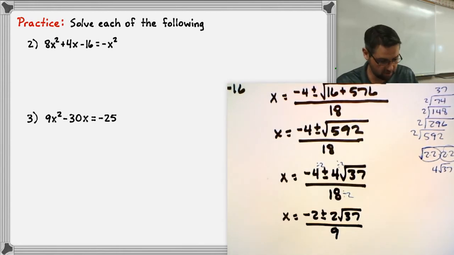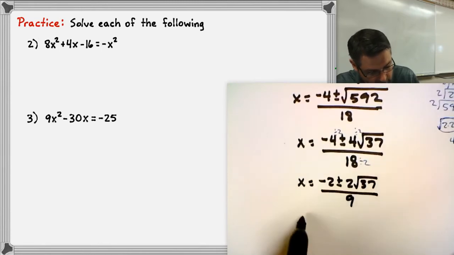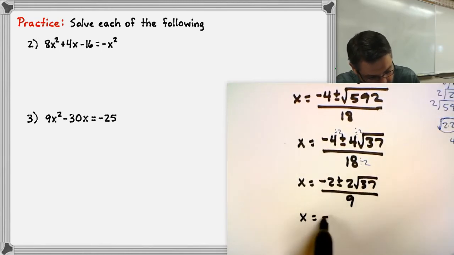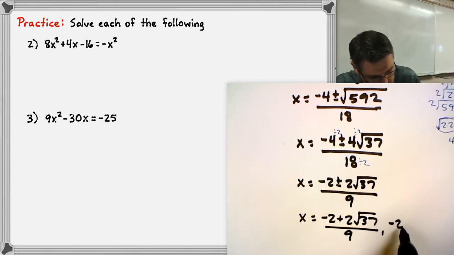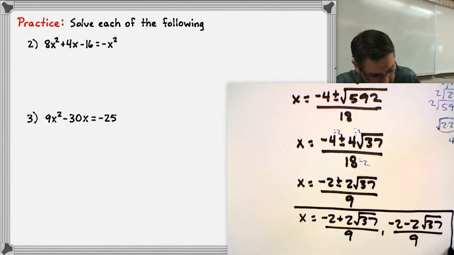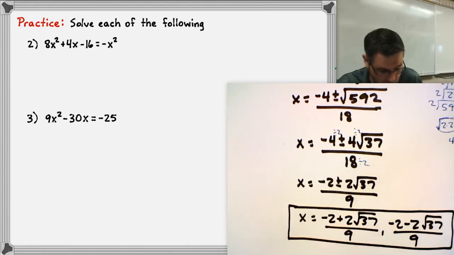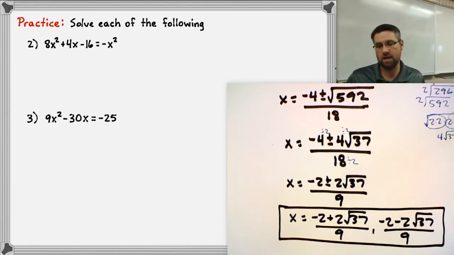Okay, now that's as simple as it can get, but now we want to break our answers up. It'd be x equals negative 2 plus 2 radical 37 over 9 and negative 2 minus 2 radical 37 over 9. Now, these are disgusting answers. I am not denying that whatsoever. But these are the kind of answers you get when the equation is not factorable, okay?